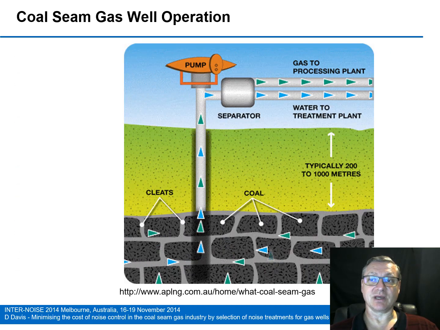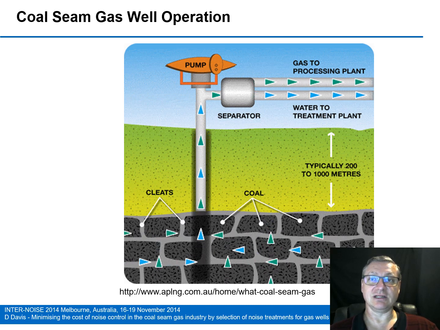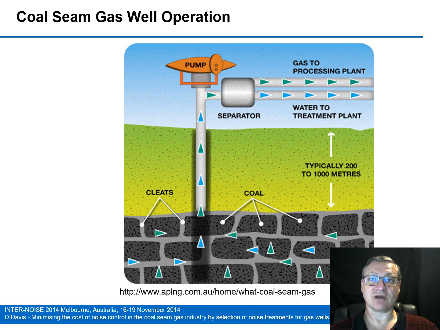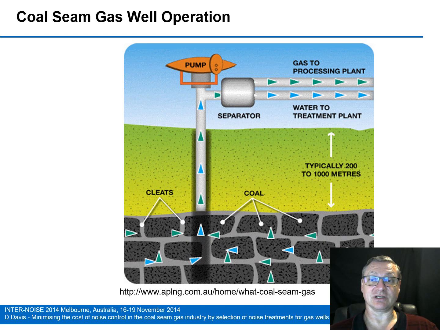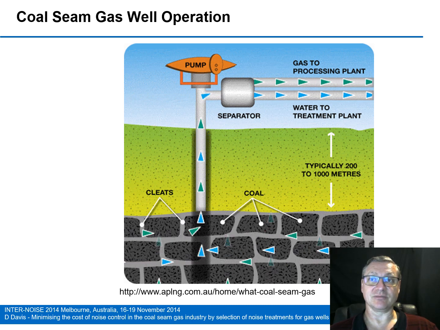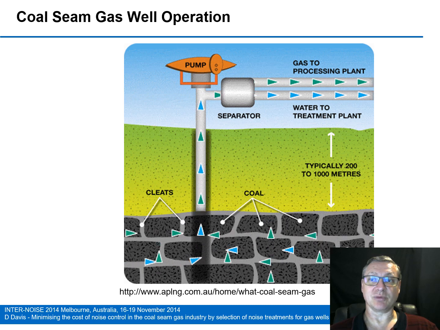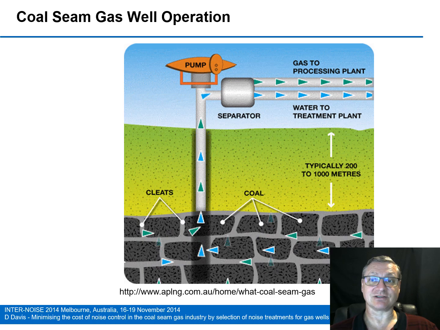The way the coal seam gas works is the coal seam itself is fractured, and then the water is extracted using those pumps, and as that happens the gas naturally escapes from the coal and is taken away by some pipes. The engines themselves are usually driven by the gas.